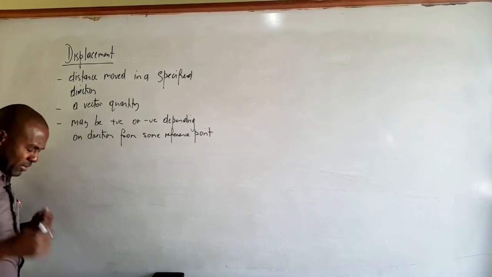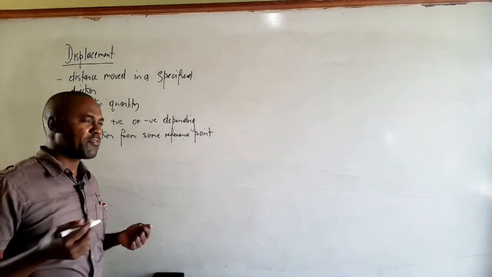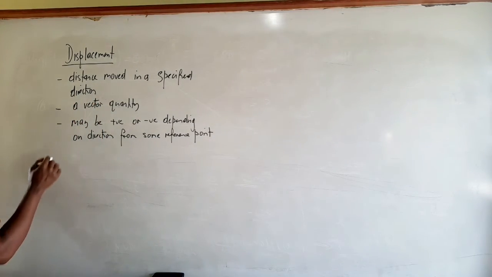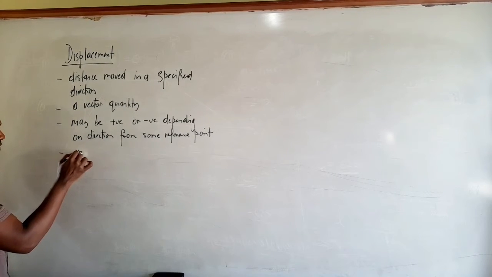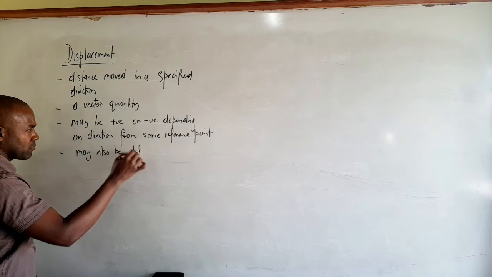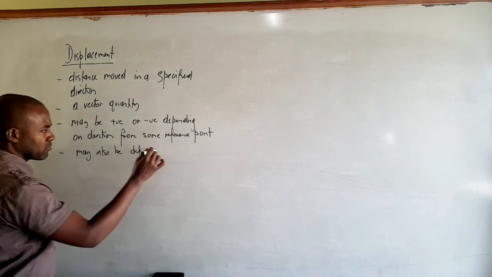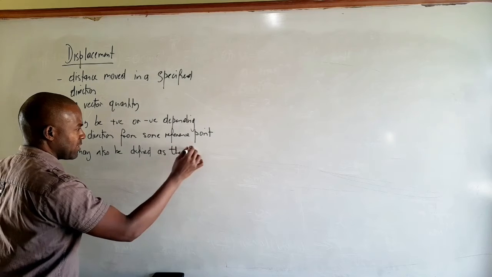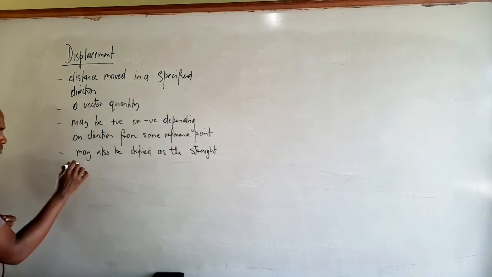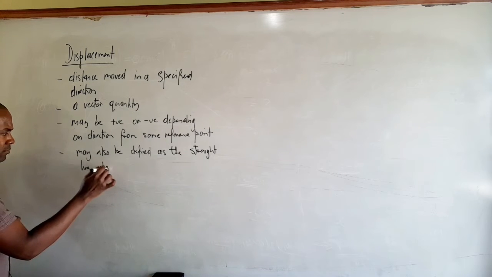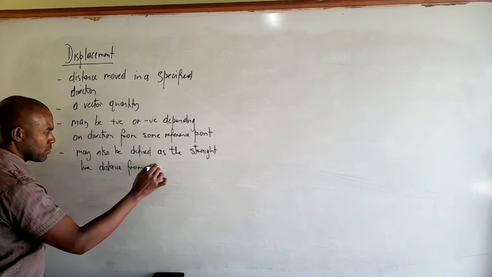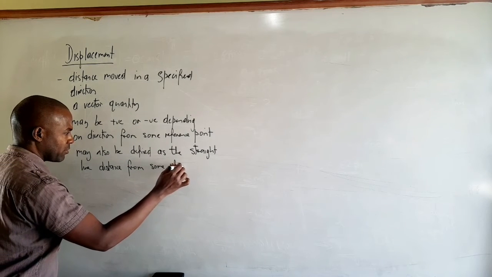Right? Now, displacement may also be defined as the straight line distance from some reference point. Right? So displacement may also be defined as the straight line distance from some reference point.